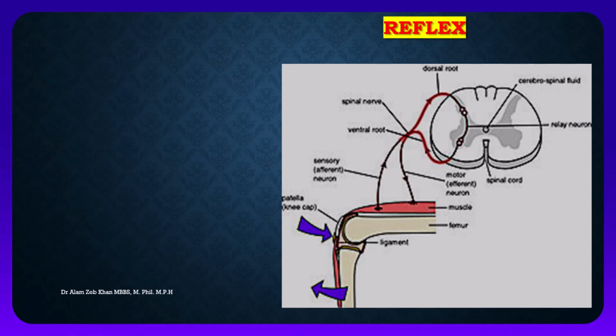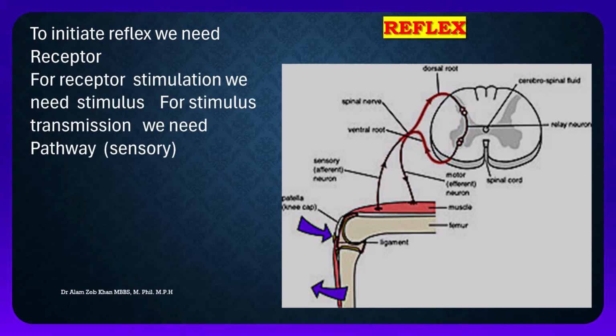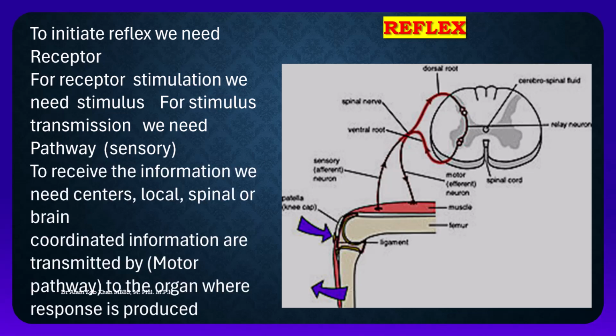So first of all, what is a reflex? To initiate a reflex, we need a receptor. For receptor stimulation, we need a stimulus. For stimulus transmission, we need a pathway, which is sensory in nature. And to receive the information, we need centers, which may be either local, spinal, or in the brain. In these centers, the information is coordinated, and the coordinated information is transmitted by a motor pathway to the organ where the response is produced.